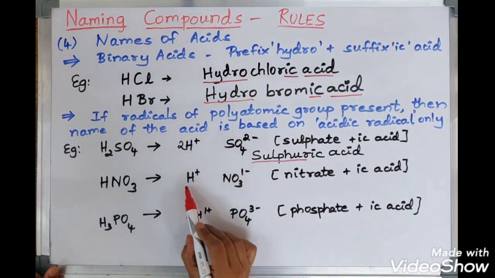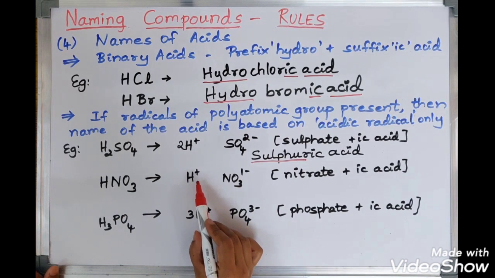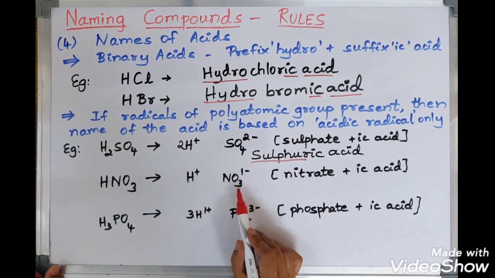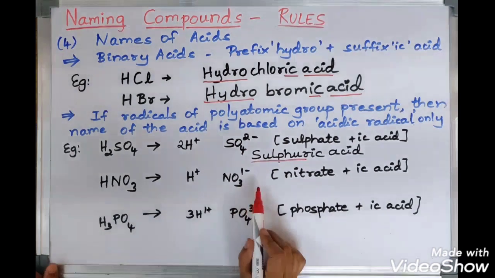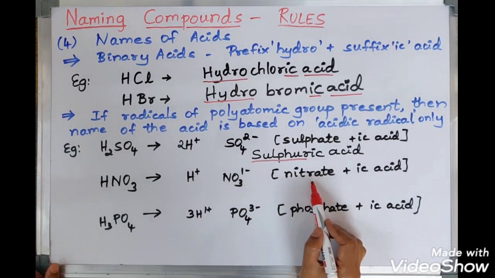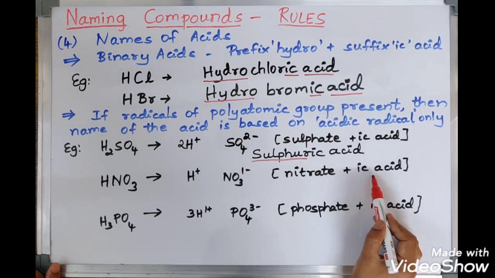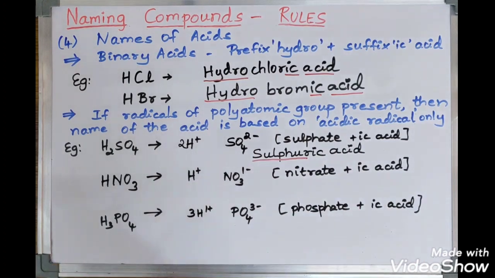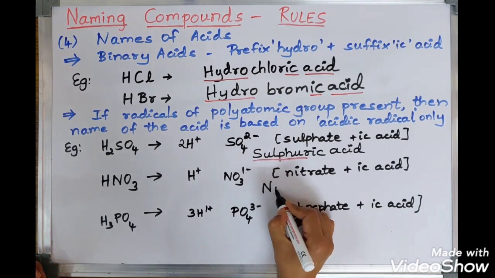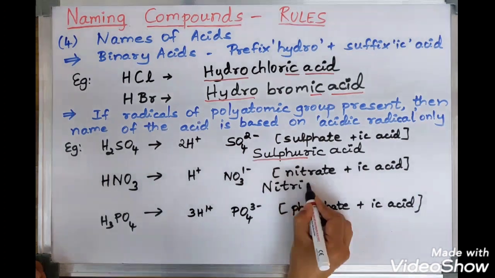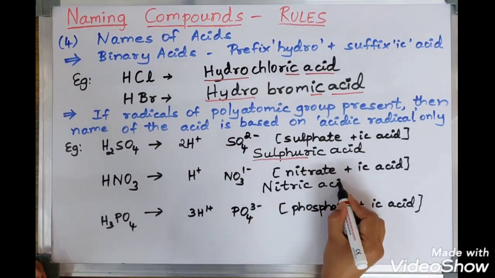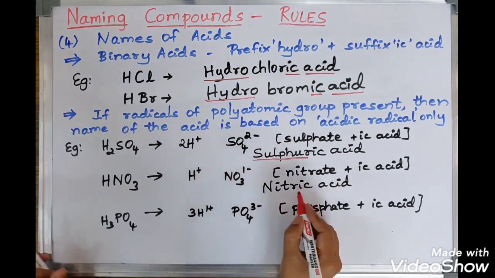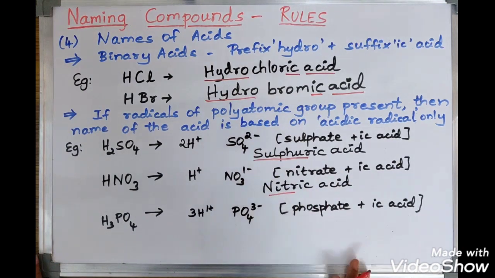Similarly, HNO3. It has H1 plus as the basic radical and NO3 1 minus as the acidic radical. NO3 1 minus is nothing but the nitrate radical. To this you are adding the suffix ic acid. So the name will be nitric acid. So this is the root word, to this root word we are adding ic acid, and we get the name nitric acid.